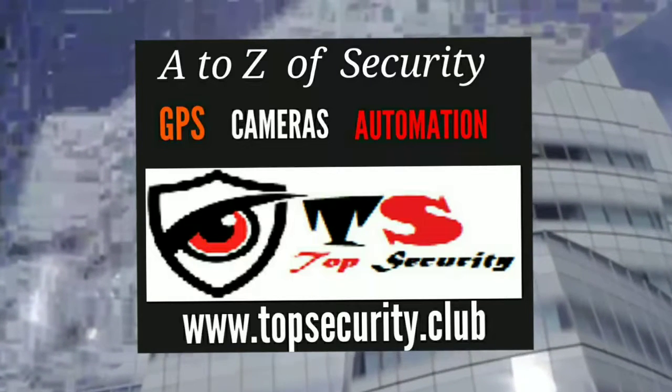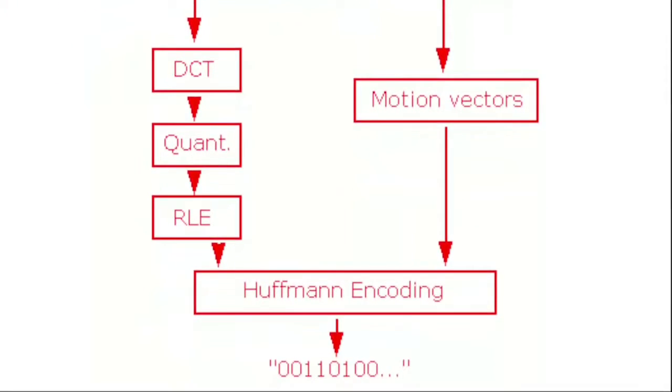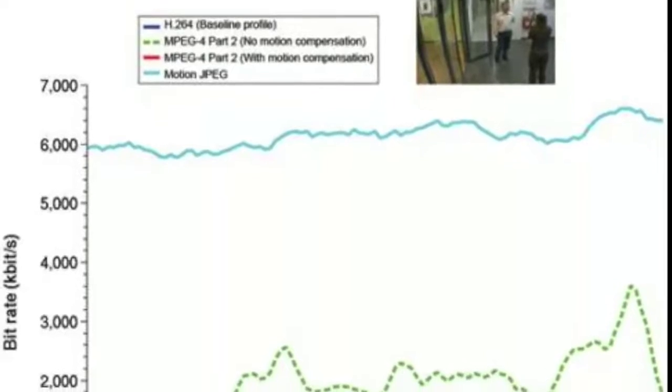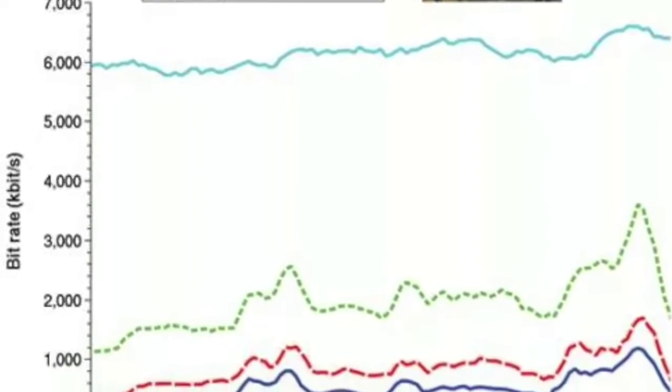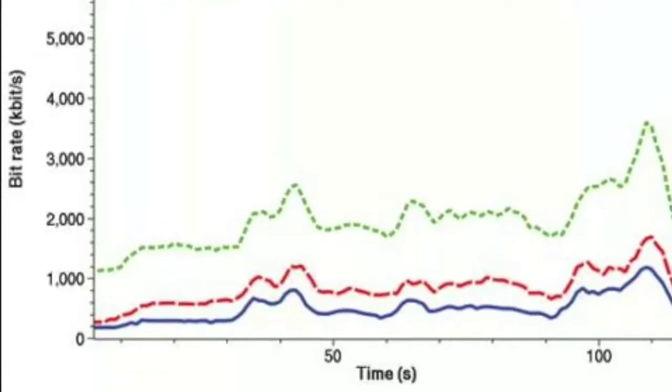MJPEG was the first type of compression used. MPEG-4 was developed to reduce the bandwidth and total data required. The latest H.264 compression provides the best compression but requires a lot of computer capability.